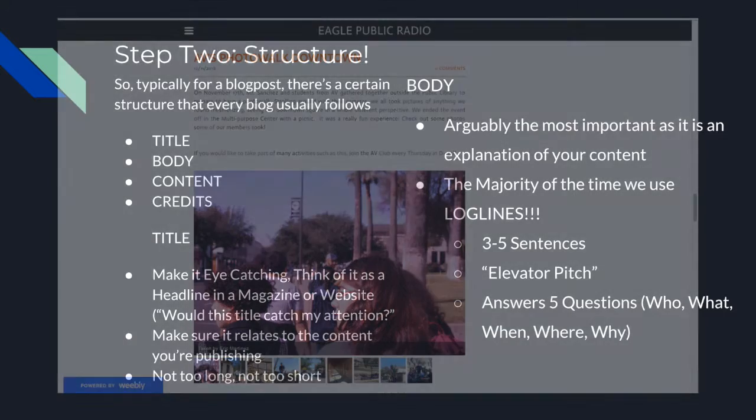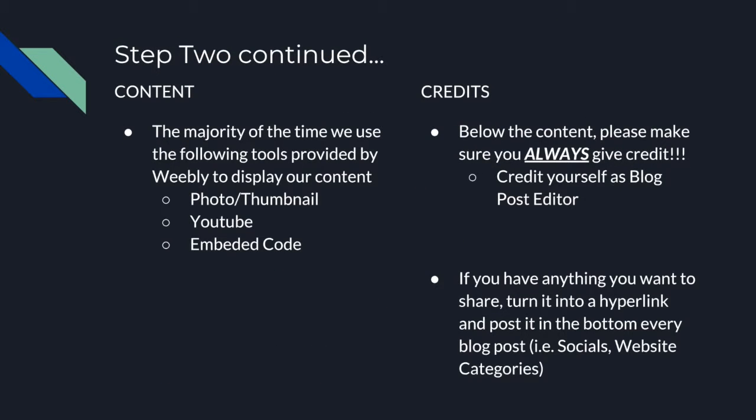So continuing on, content. The majority of the time we use the following tools provided by Weebly to display our content. We usually do a photo or a really eye-catching thumbnail. We usually do a YouTube video, or we do an embedded code. Embedded code is self-explanatory. It's basically literal code digitally, and we usually use that whenever we do the magazine, which is something we will explain in a few weeks.